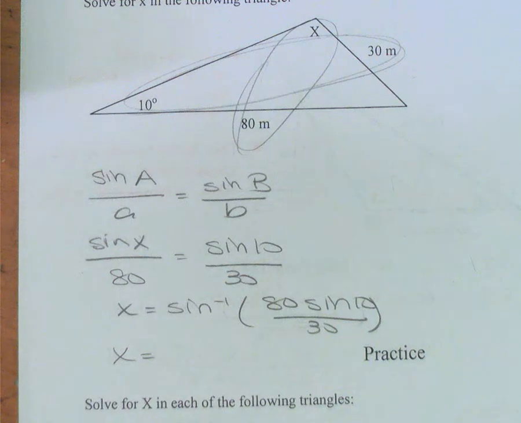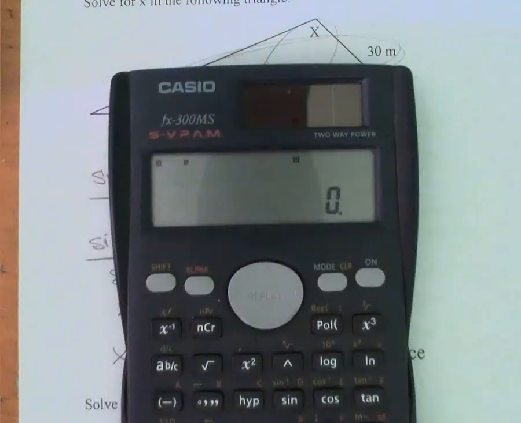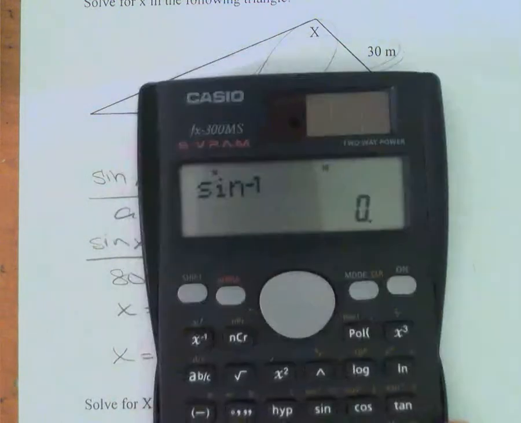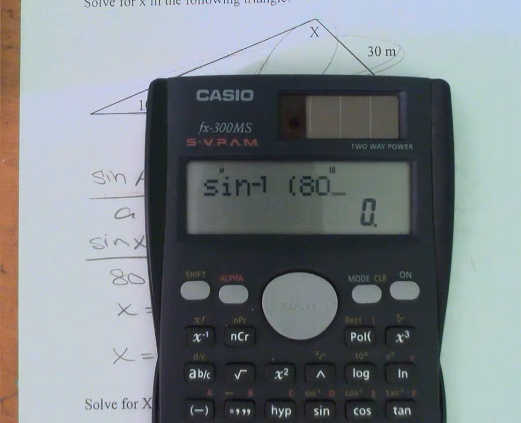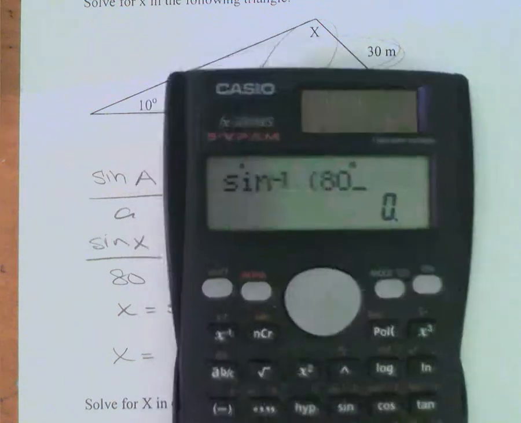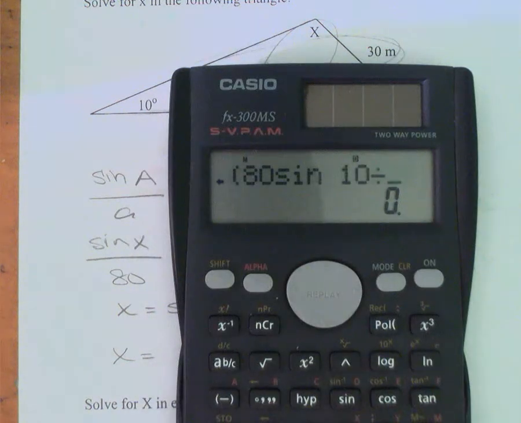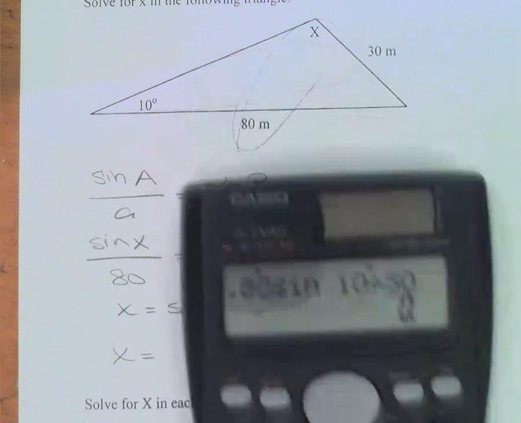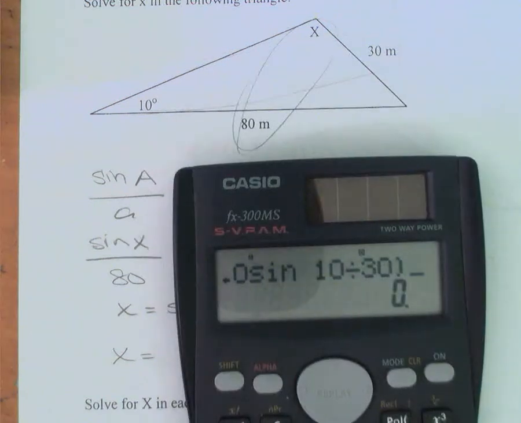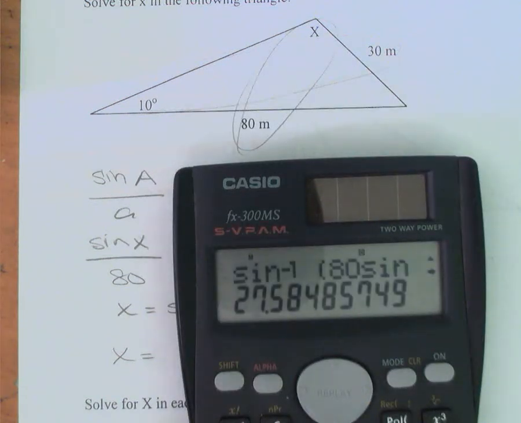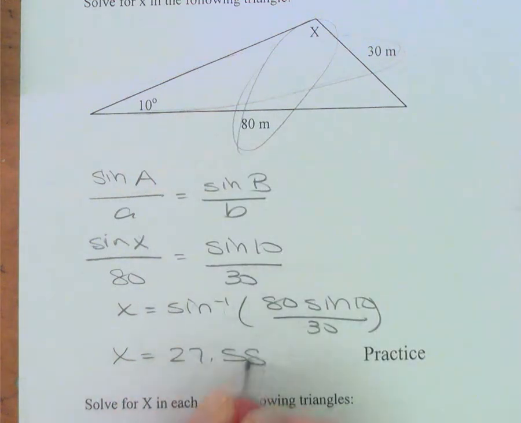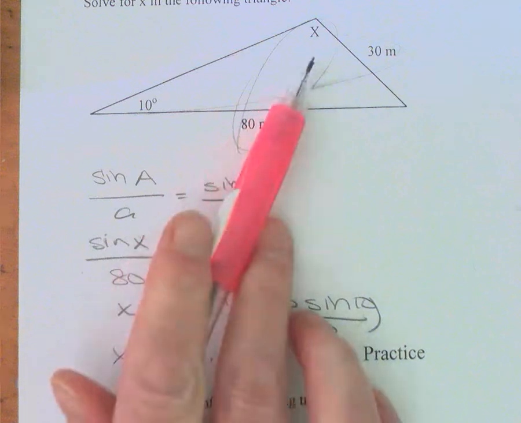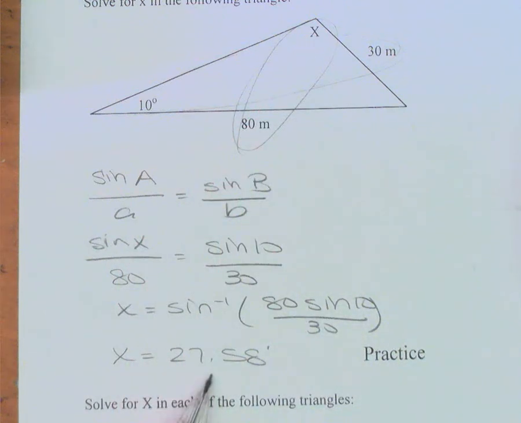So I'm going to grab my calculator and do sine inverse, bracket 80 sine 10, and we're going to divide that by 30. I'm going to close that bracket, and I get 27.58. But clearly this is an obtuse angle and not the acute one that sine gave me.